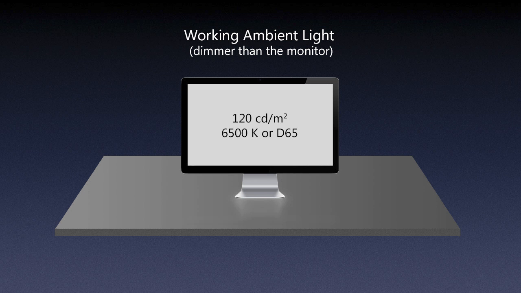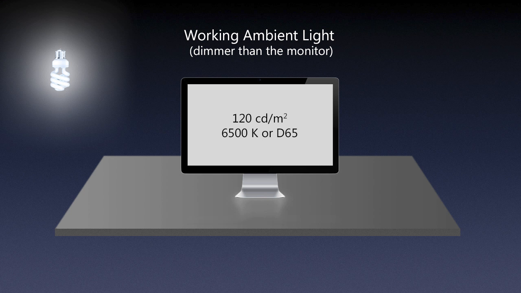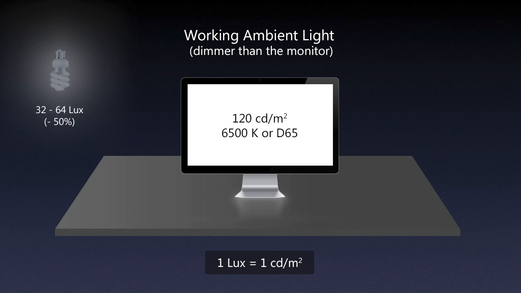And let's say you calibrate your monitor to about 120 candelas per square meter for luminance, and your white point is set to 6500K or D65, for example, which is quite a standard setting. Let's say this is your light, right? Well, your light should be, and this is only for the working environment, dimmer than the display, something like about 50%, maybe even 60% less than the monitor.